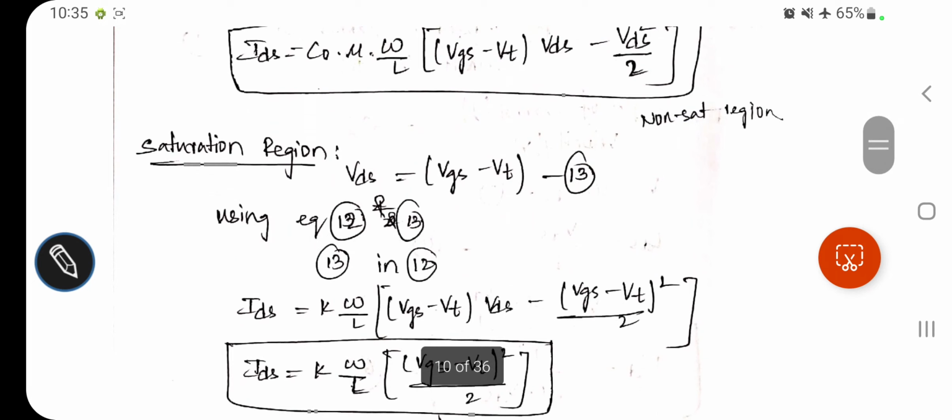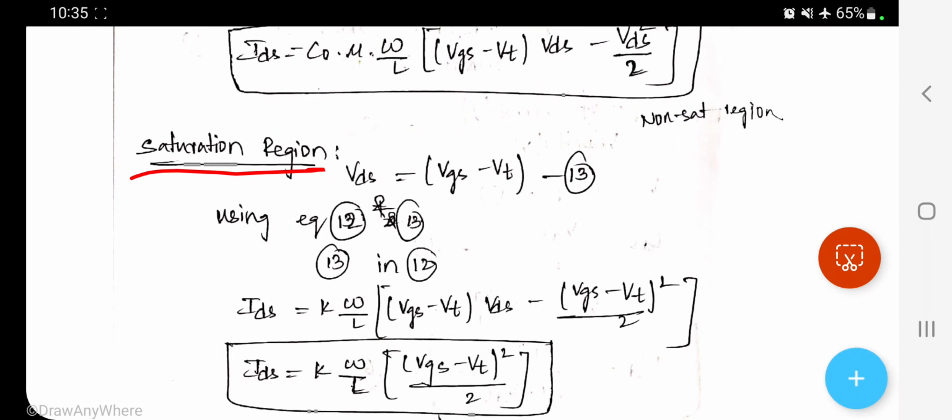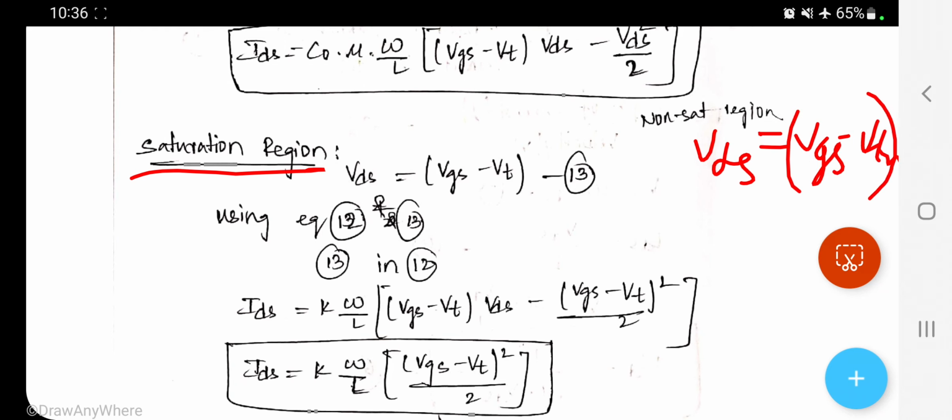Now these are the equations for non-saturation region operation. Now when we go for the saturation region, as we go on increasing VDS, whenever VDS is equal to or greater than VGS minus VTH, the transistor enters into saturation region. And what we have to do here is, this VDS can be replaced with VGS minus VTH.